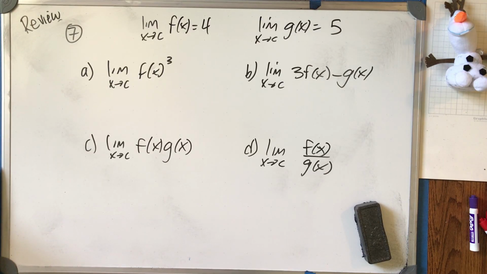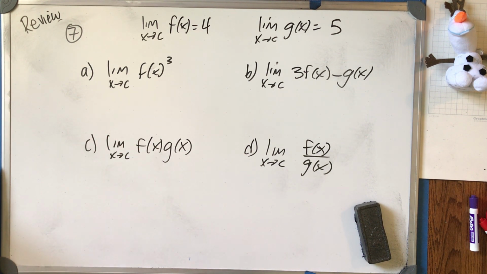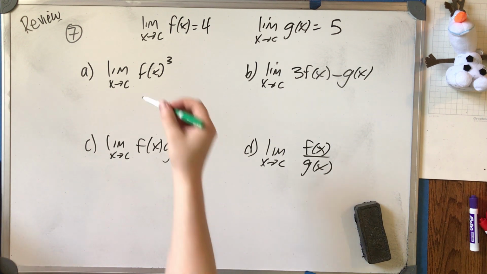All right, for what I have labeled as 7, I feel like the numbering is wrong in this section too. I have no idea. We are given that this arbitrary function f of x as x approaches c is going to equal 4. g of x will be equal to 5. We're just using these properties. So this should be the easiest section.